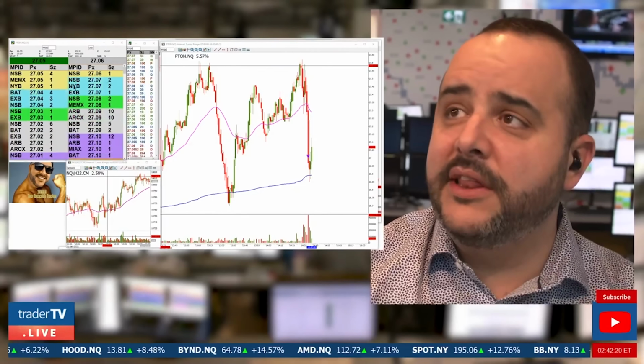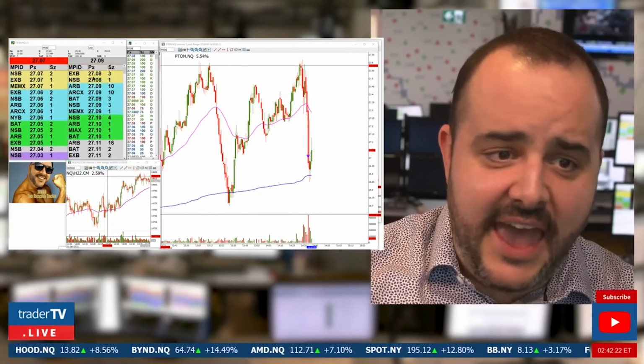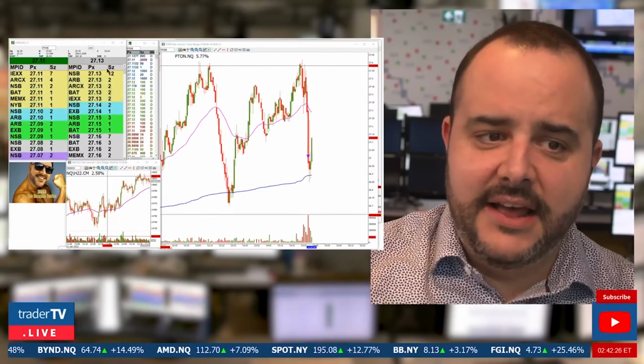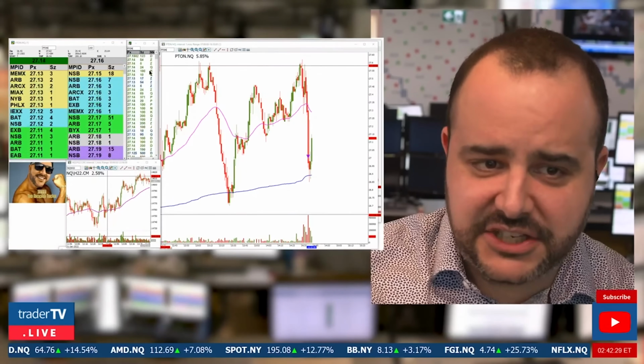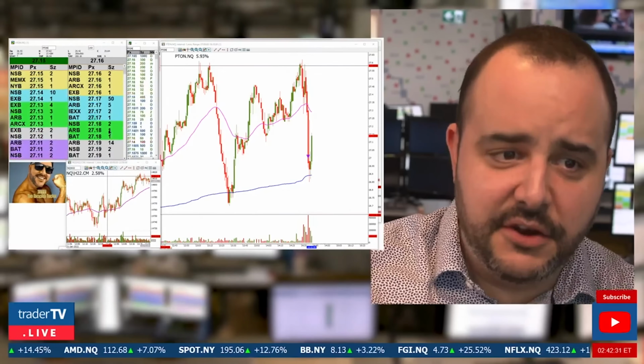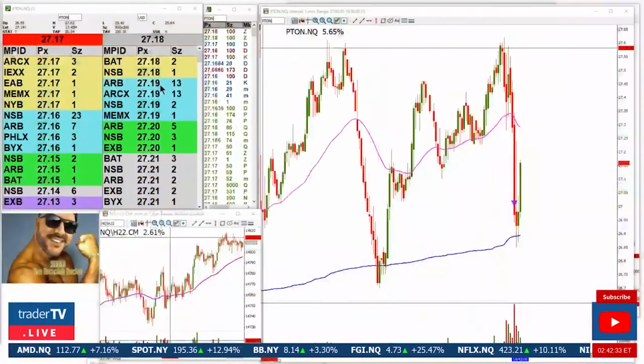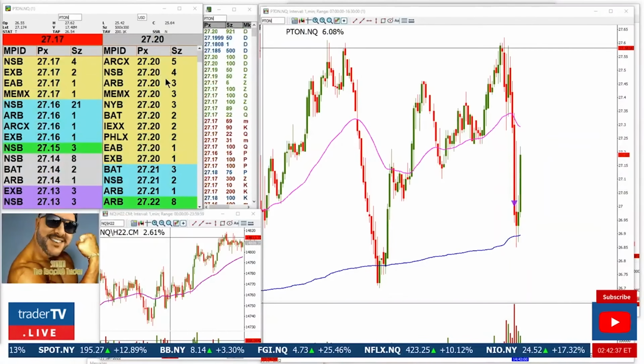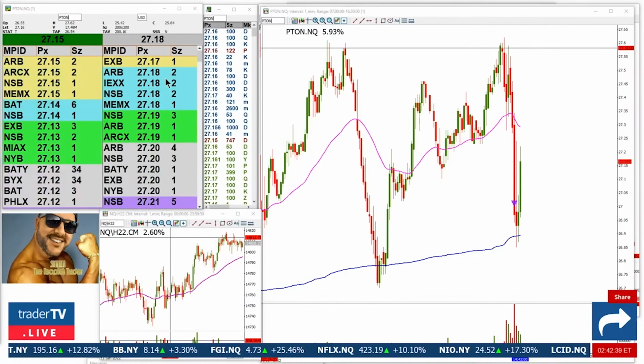So this is what we look at here on the level 2. If it's chaos, then you're looking for things to halt, and the speed is what we're looking at, the speed at which prints are going through. You can match it with the time and sales. You see all the green, and you can see that we're starting to go back up to the upside. People lifting bids, lifting offers, things like, see, here it goes. You can really get a sense of what is happening.